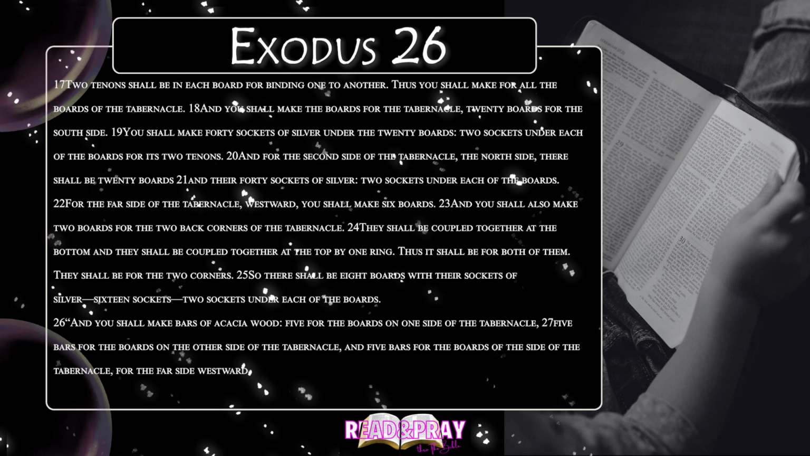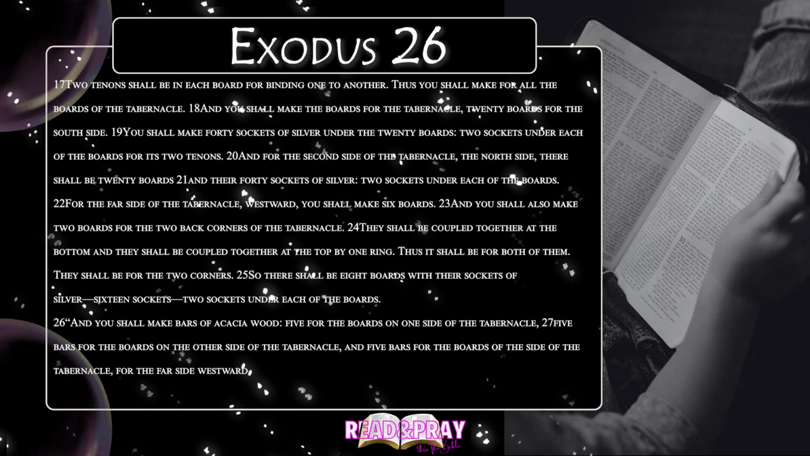For the far side of the tabernacle westward, you shall make 6 boards. And you shall also make 2 boards for the 2 back corners of the tabernacle. They shall be coupled together at the bottom, and they shall be coupled together at the top by one ring. Thus it shall be for both of them. They shall be for the 2 corners. So there shall be 8 boards with their sockets of silver, 16 sockets, 2 sockets under each of the boards.